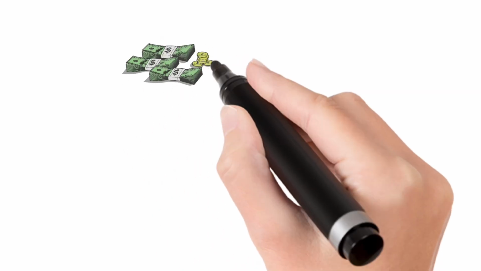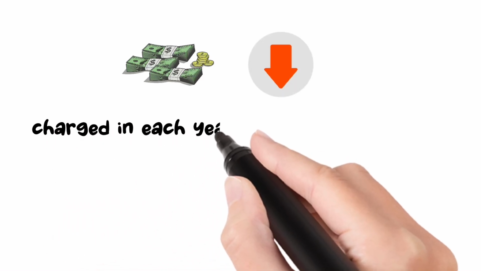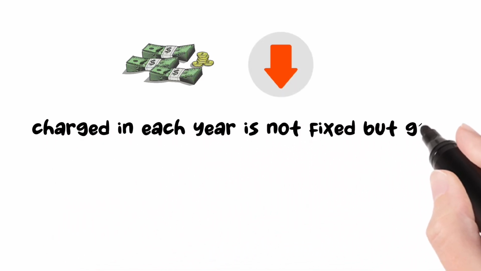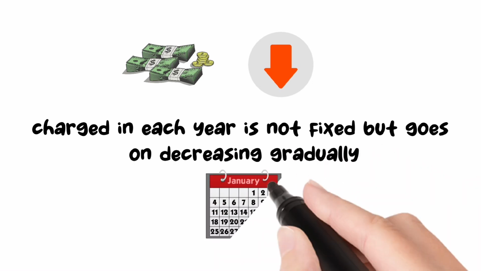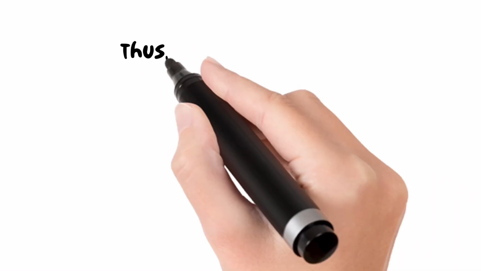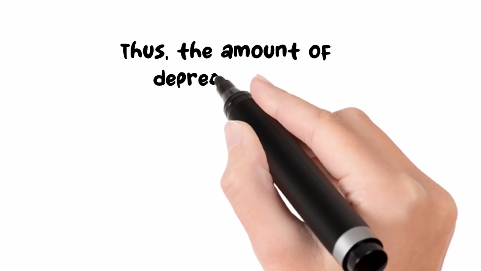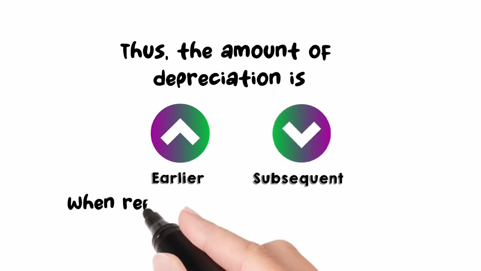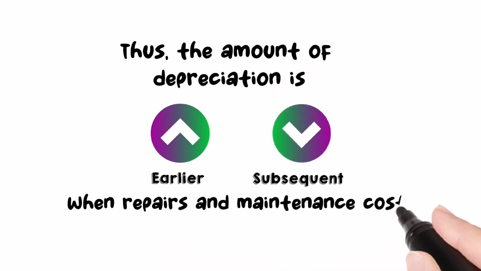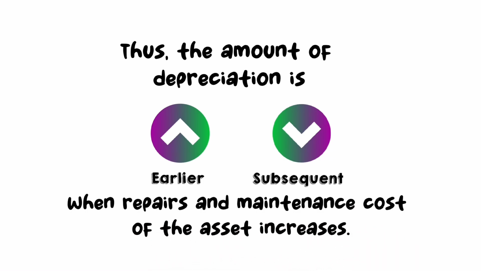The amount of depreciation charged in each year is not fixed, but goes on decreasing gradually every year. Thus, the amount of depreciation is higher in earlier periods and lower in subsequent periods when repairs and maintenance cost of the asset increases.